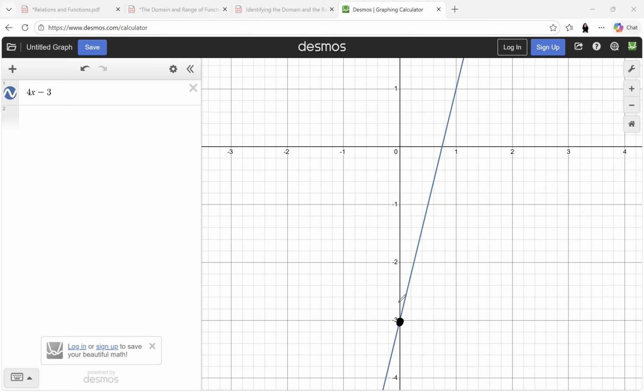Oh shoot. So what are the coordinates of this point? This is something, negative 3. I'm not really sure. It's 0, because it's on the y-axis itself, right? So x is equal to 0 on the y-axis.